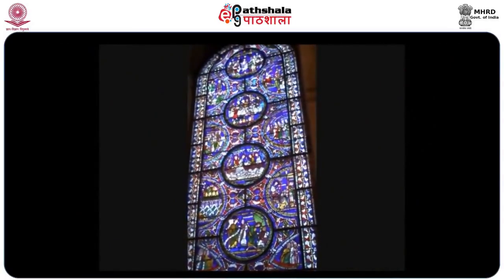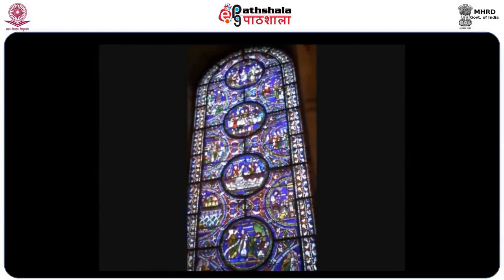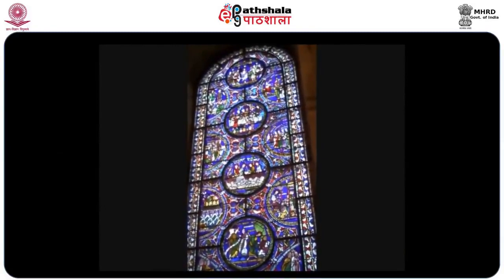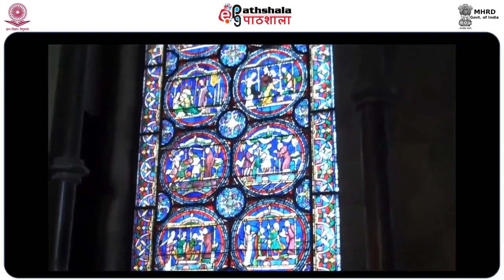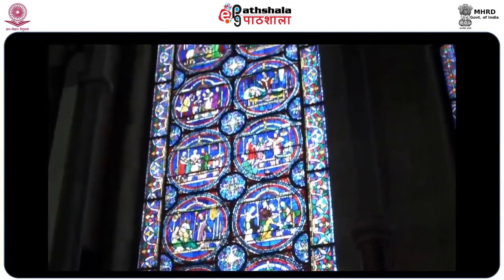A Gothic cathedral's stained glass windows are an example of making the architecture serve the function of the church. The windows teach Bible stories and saints' lives in picture form for an illiterate population.